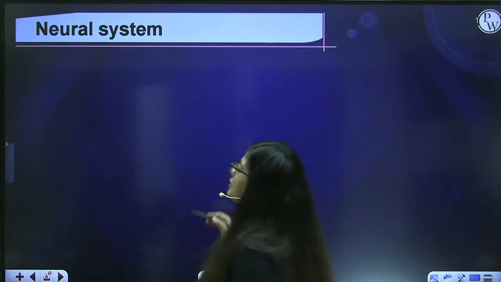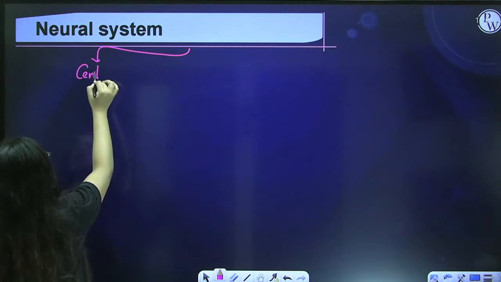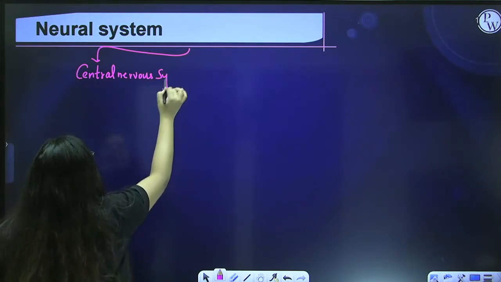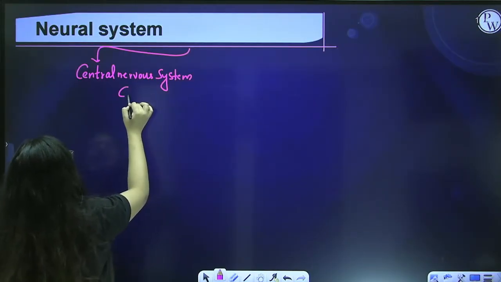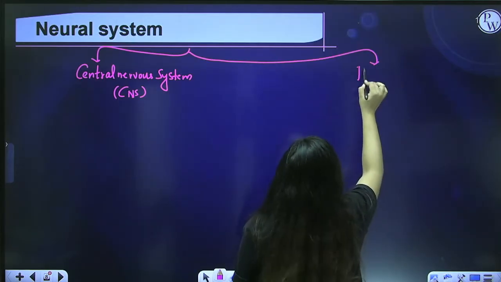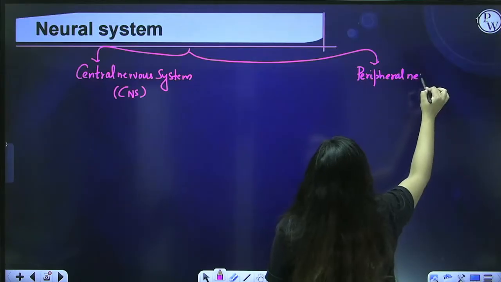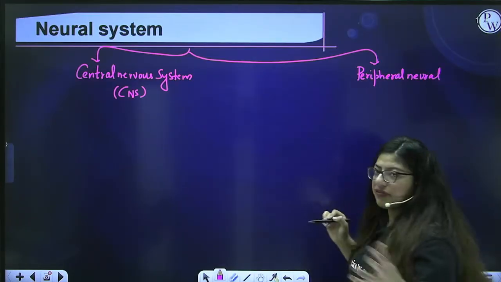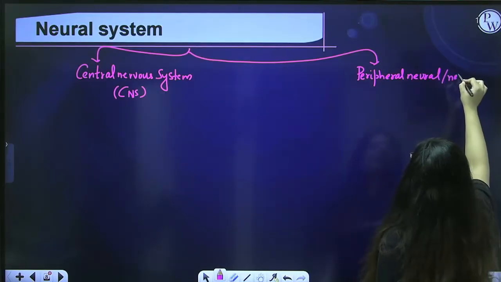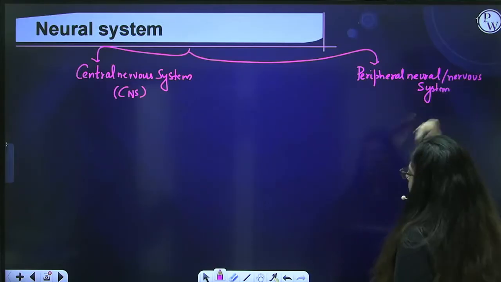So neural system is of two types. One is central nervous system, which is CNS. And the other is PNS, peripheral neural system. You can also write it as nervous system, or as neural system, one and the same thing. Now guys, what's the difference between the two?